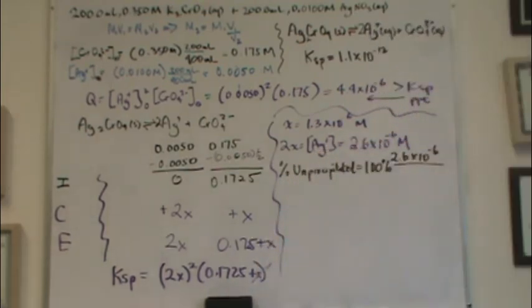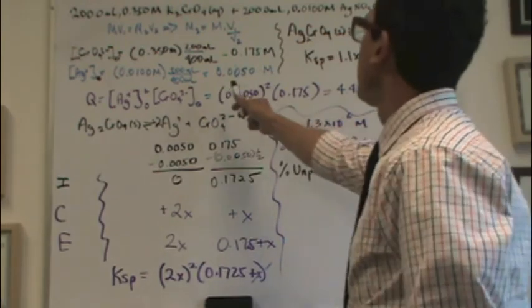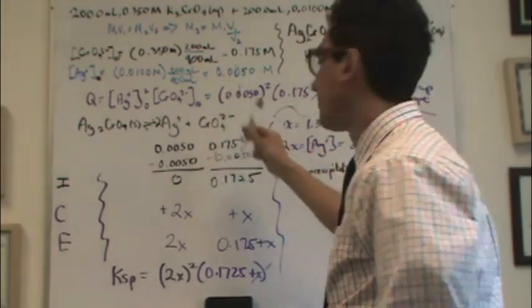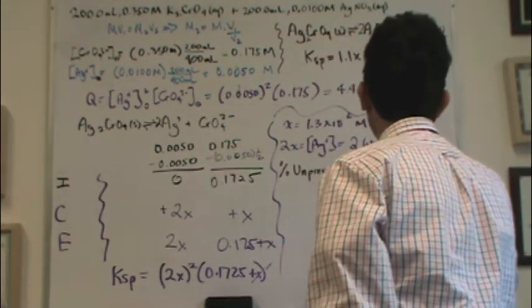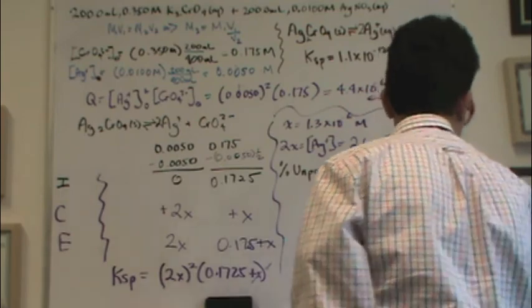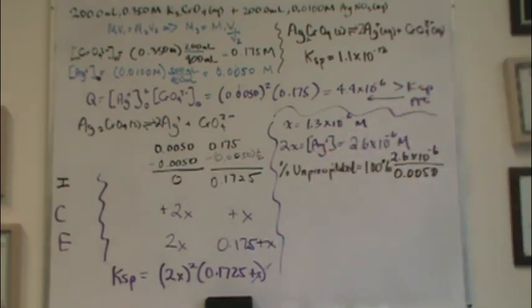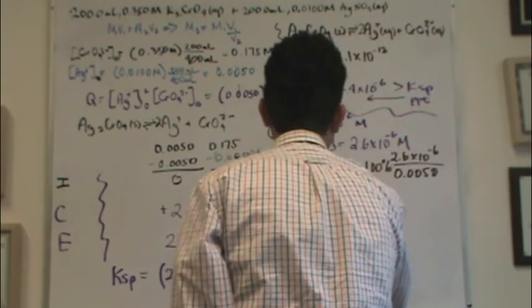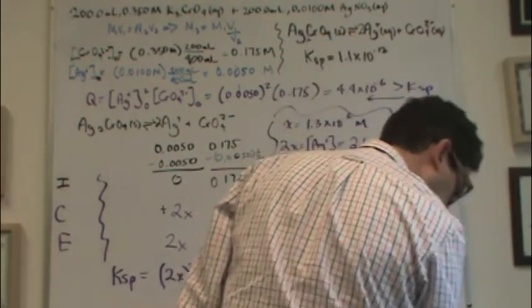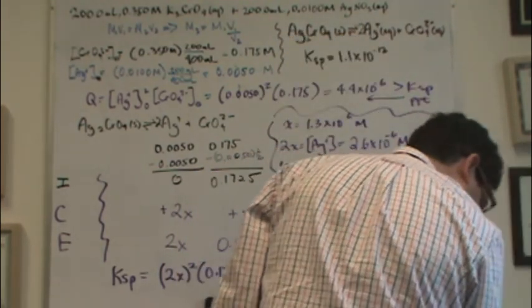Okay? Now, how much did I start with initially? That's way back when, 0.0050. And this turns out to be actually a pretty small number. 0.0, let's see, 52%.